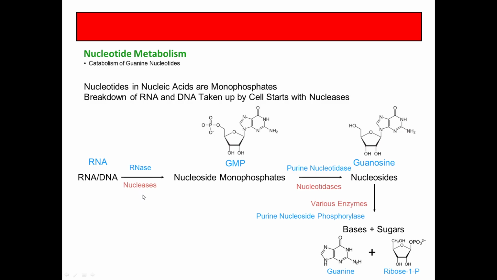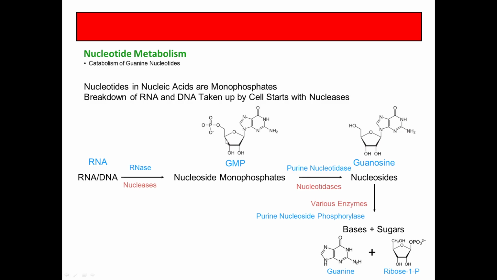So nucleases, or ribonucleases, and deoxyribonucleases for DNA, chop it up into the individual nucleotides. So you're going to get a ton of AMPs, GMPs, CMPs, UMPs, and TMPs. Right? So we're going to chop them all up. Let's do the RNA version of that first. So we get Gs, Cs, Us, and As, monophosphates.